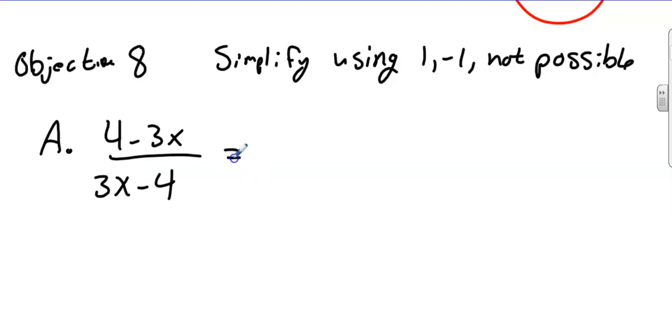So for this one, what we're going to do is we're going to say, all right, well, since we've got the correct numbers, but they're in the wrong order, let's just take a negative 1 out of this thing and see what happens.